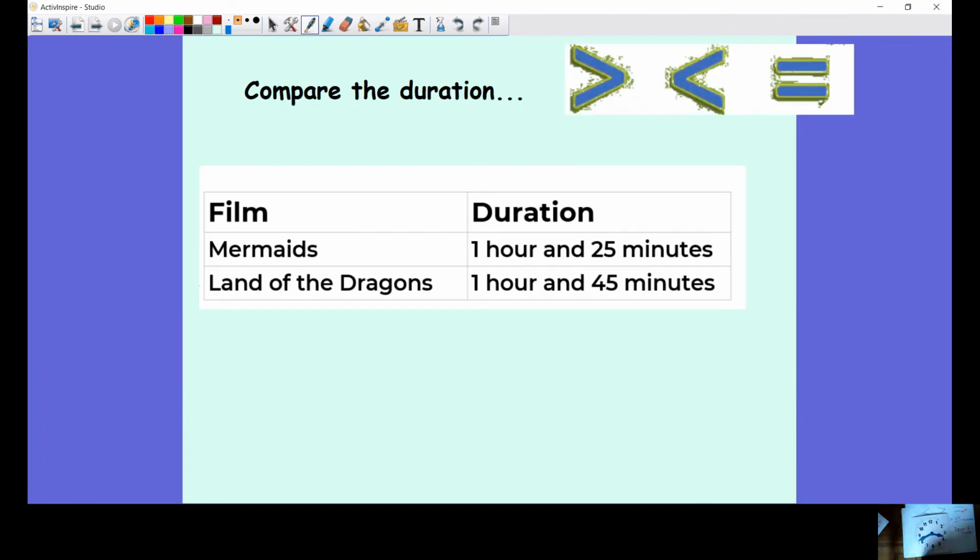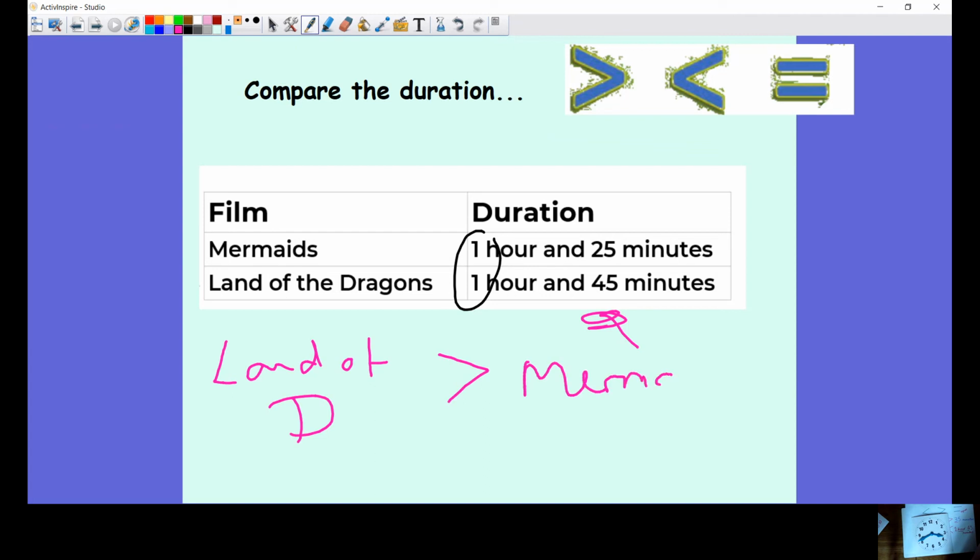And then finally, if we wanted to compare the duration between the two films, which one is longer, 1 hour 25 or 1 hour 45? Remember, if the hour's the same, we have to look to the minutes. Quickly say out loud, what do you think is the longer film? Absolutely. So we could say Land of the Dragon is longer than Mermaids.